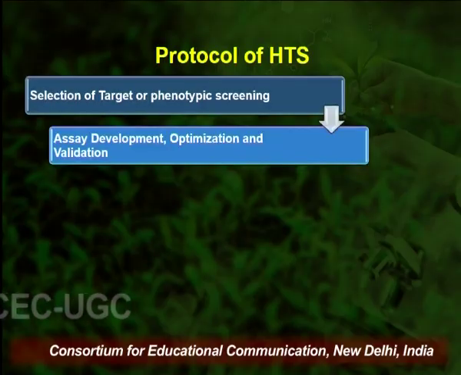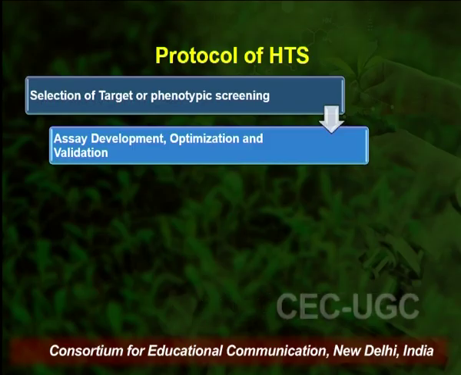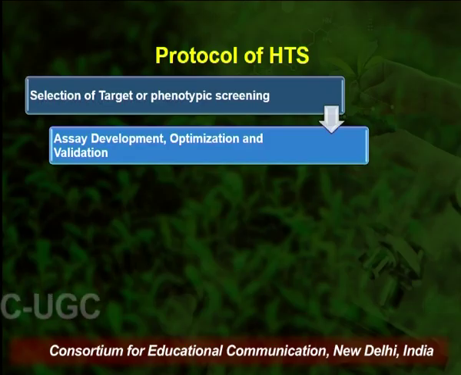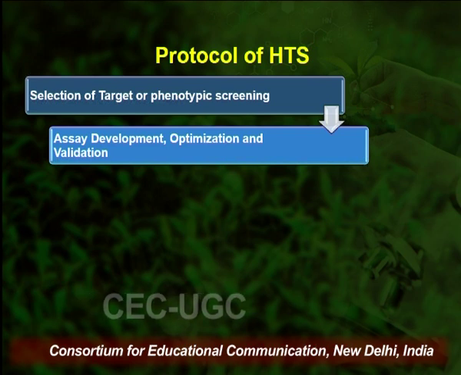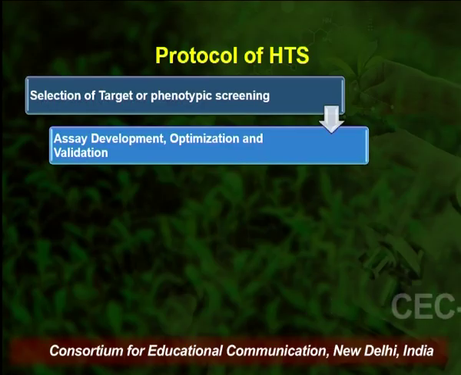Next step is the development of the assay. What kind of activity you are going to evaluate, for that you have to develop an assay. Not only do you have to develop the assay, but you also have to optimize that assay in terms of the usage of the reagents, the cell density, the incubation period, pH of the nutrient media, and so on and so forth. There are so many parameters which you have to optimize with respect to your assay.